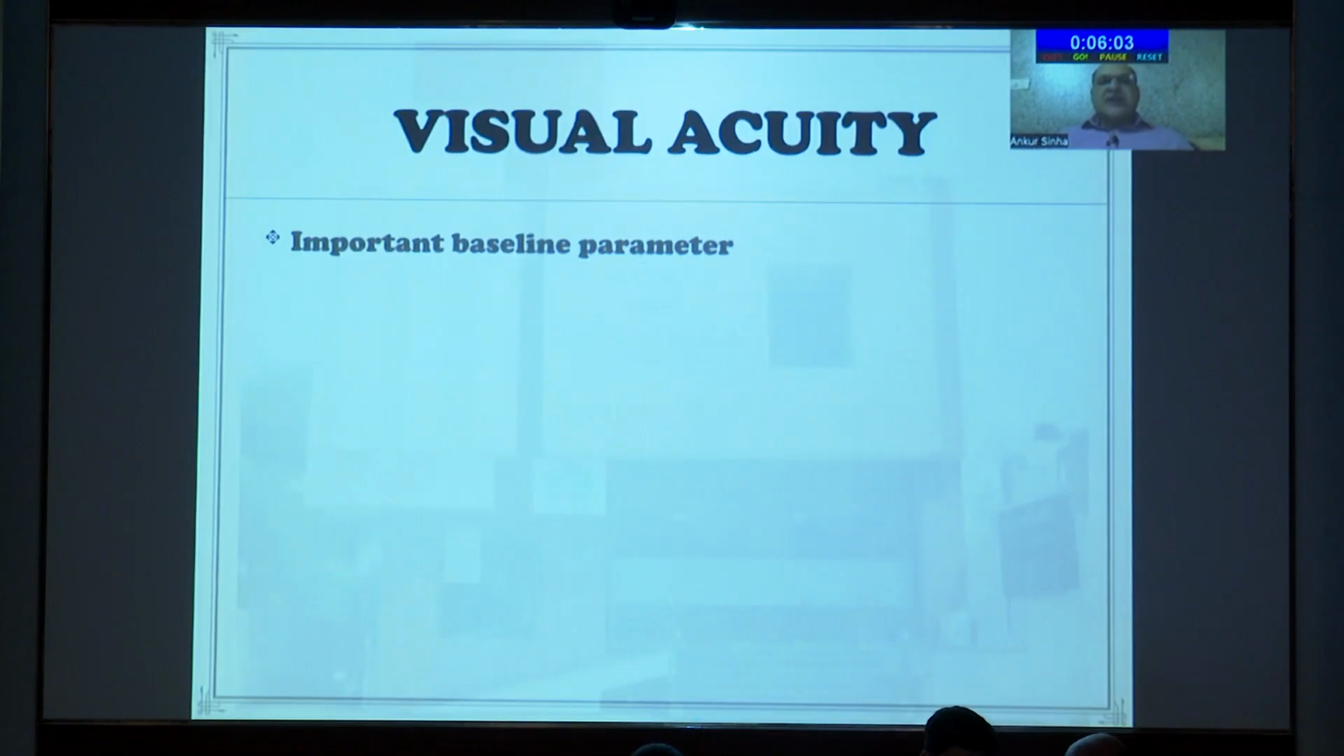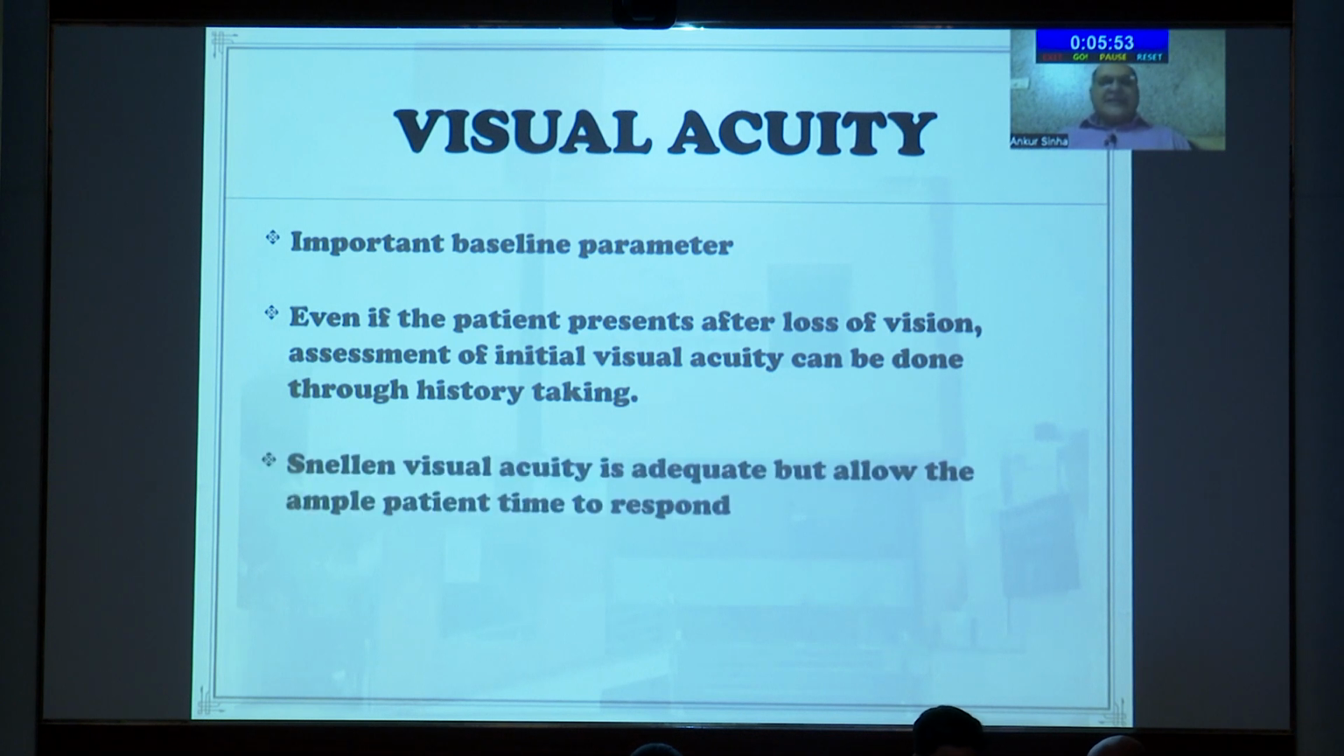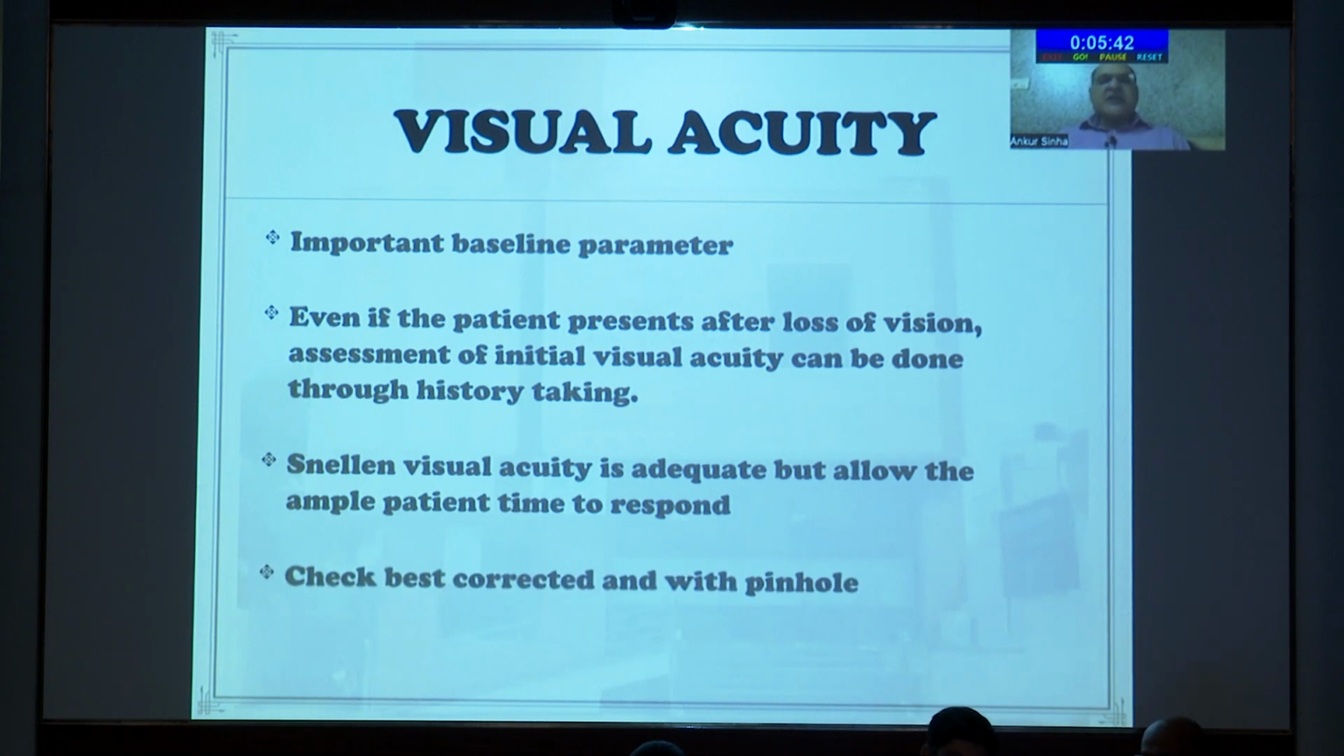Now, visual acuity is a very important baseline parameter. Even if the patient has lost his vision at the time of presentation, we can still ask how the vision loss occurred and when it occurred. Snellen's acuity is more than adequate, but we should allow the patient to respond because sometimes neuro-ophthalmology patients may take more time to respond than normal patients. Check the best corrected visual acuity with pinhole. Also check the near visual acuity because in some cases the near visual acuity is knocked off.